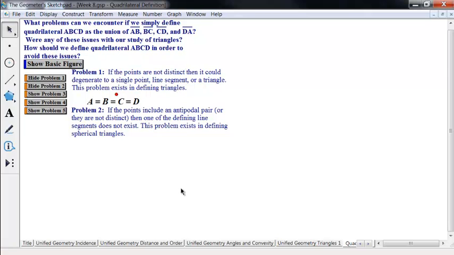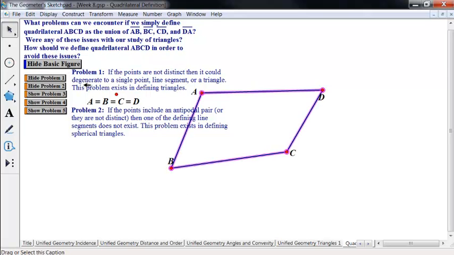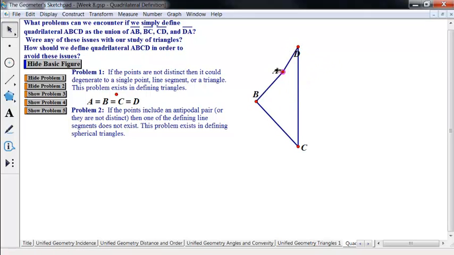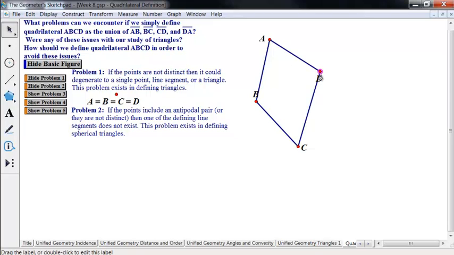What else could we have? Well, let's look at our basic figure here. So here's a figure that we have, and here's just 4 points. We notice that if we're not careful here, it could degenerate if some of them were the same. We could just get a triangle, or a line segment, or a point. Okay. What other problems could we have here?